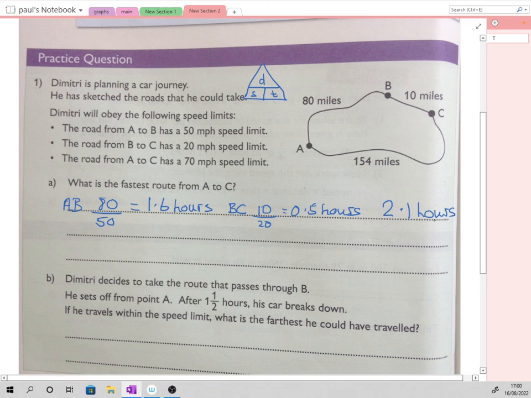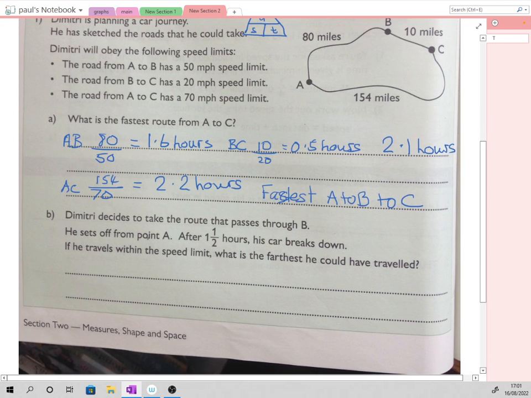Now the other way, from A to C, the distance is 154 miles and you can travel at 70 miles an hour. So 154 divided by 70 is 2.2 hours. So this first route is the fastest. 2.1 is shorter than 2.2. See, there was no need to change it into minutes. That will do. So fastest is A to B to C.